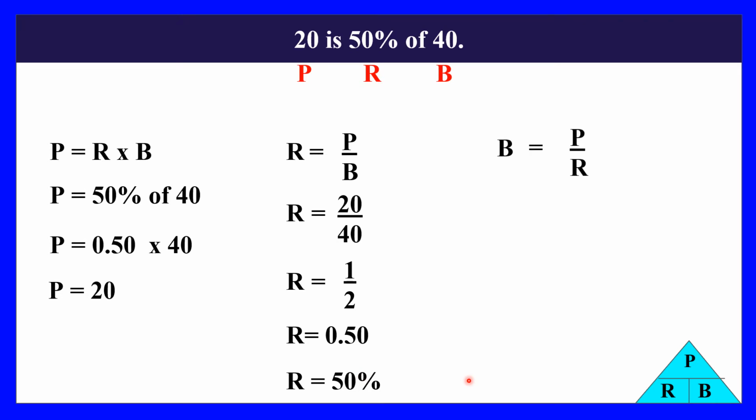Now, we have B. For the base, it is P over R. And then substituting, we have 20 over 0.50. Diniretso na natin yung 50%, ginawa natin 0.50. If you divide 20 by 0.50, the answer would be 40. So, kung titignan, P is 20, rate is 50%, and base is 40. So, let's have another example. But this time, check natin paano natin i-determine or identify ang P, R, at saka B.